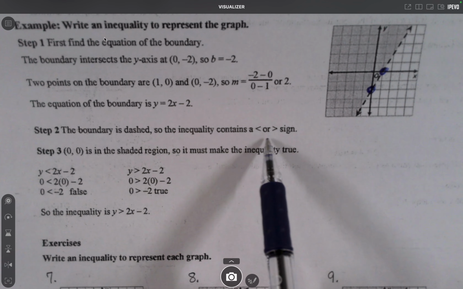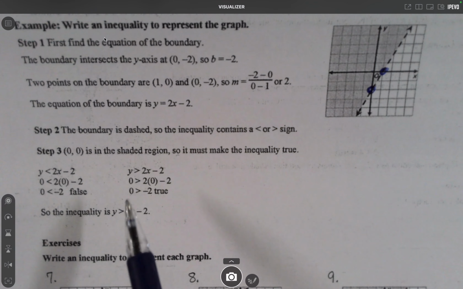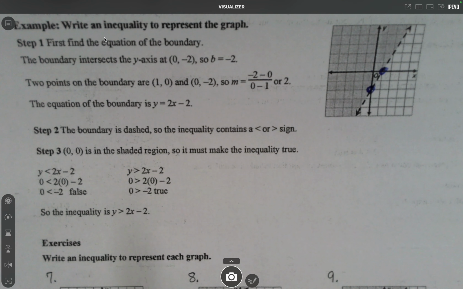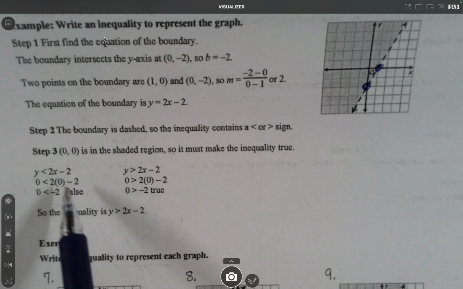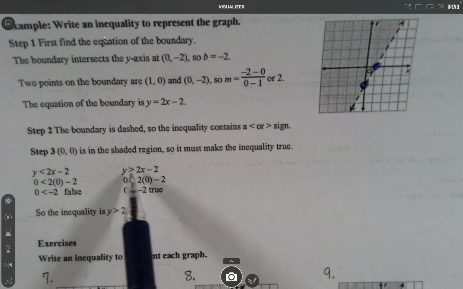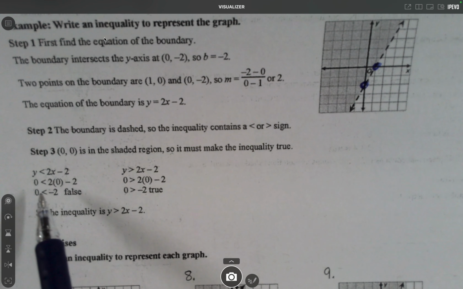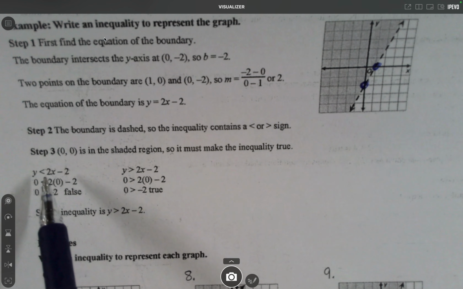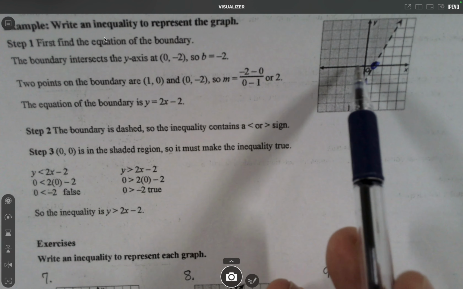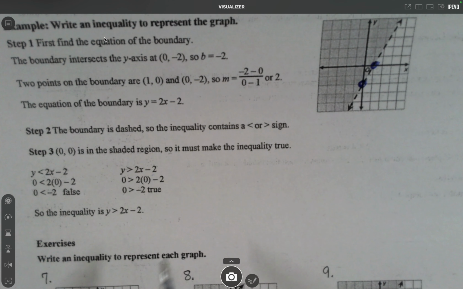Now the boundary is dashed, so we know we'll use either less than or greater than. And just like we use 0, 0 often before, we use 0, 0 again. So we know it's either that y is less than 2x minus 2 or that y is greater than 2x minus 2. Now feel free to pause and check their work, but the short of it is when you plug 0, 0 in this one, it gives you a false statement, so that can't be right. Because we see it is shaded, so 0, 0 has to be a true statement. When we plug it in the greater than version, it is true, so that tells us this is our equation.